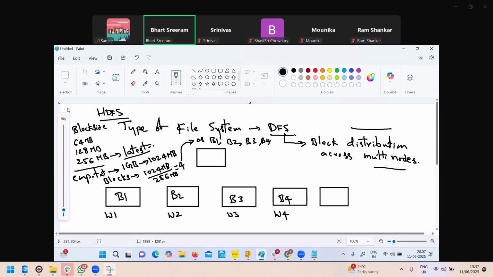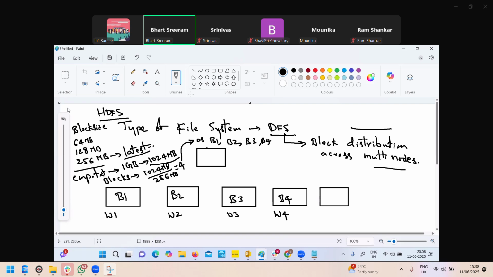In the case of a normal file system, the entire 1024 MB would be in one system, only one machine. But in the case of HDFS, the type is DFS. The behavior is that the file is divided into blocks, and blocks are distributed across multiple nodes of the same cluster.